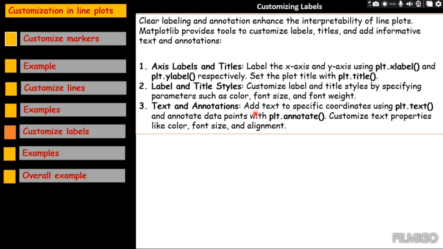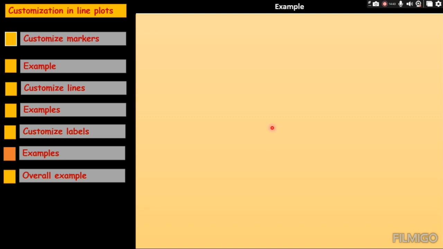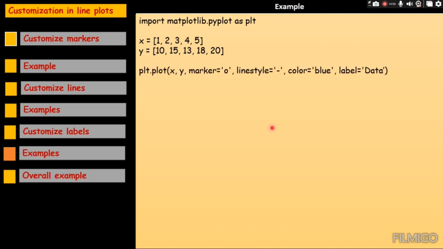Text and annotations: add text to specific coordinates using plt.text and annotate data points with plt.annotate. Customize text properties like color, font size, and alignment. Let's explore how to customize labels, titles, texts, and annotations in Matplotlib using the same example. Import matplotlib.pyplot as plt. Sample data: x equals 1, 2, 3, 4, 5. y equals 10, 15, 13, 18, 20. Plot: plt.plot(x, y, marker='o', linestyle='-', color='blue', label='data').